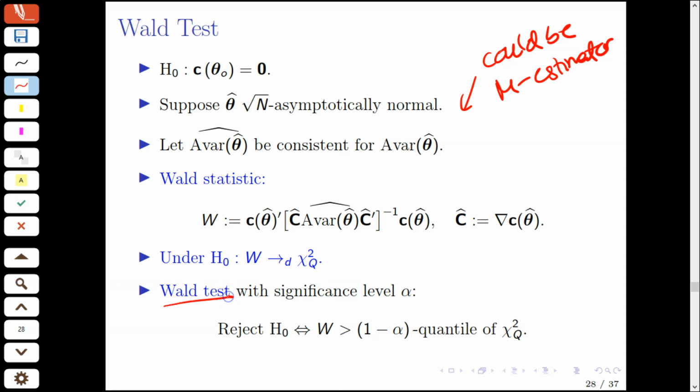The Wald test then arises from the following decision rule. Let alpha denote the significance level, for example, 5% or 10%. Then we reject the null hypothesis, that is, we reject these nonlinear restrictions, if and only if our Wald statistic exceeds the 1 minus alpha quantile of a chi-square distribution with q degrees of freedom.